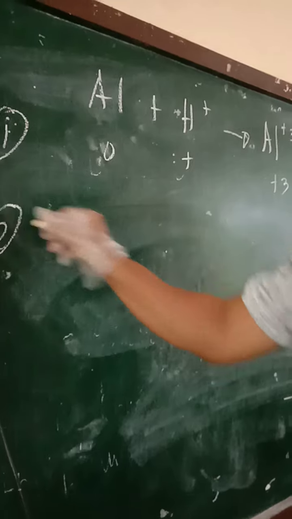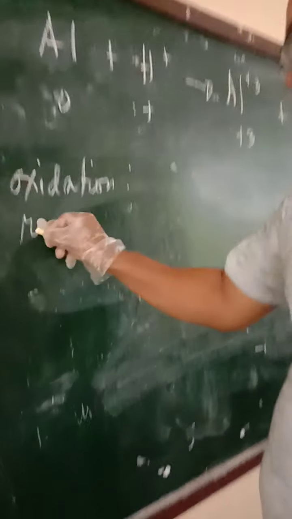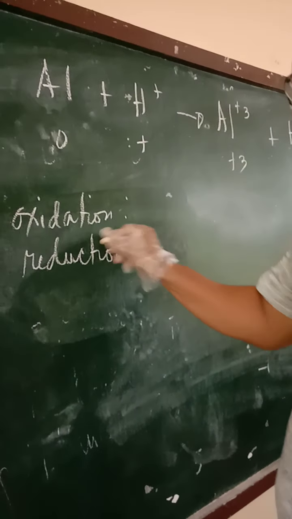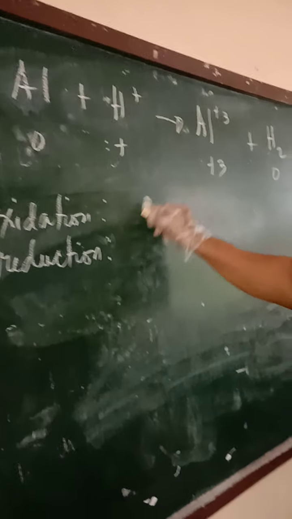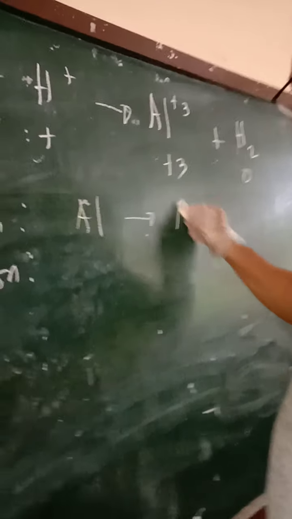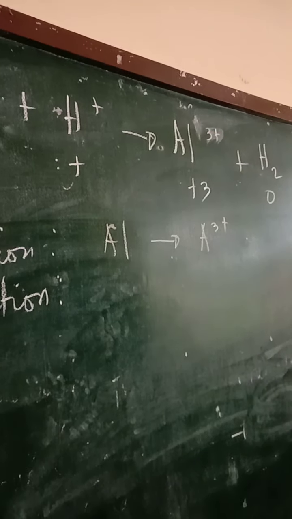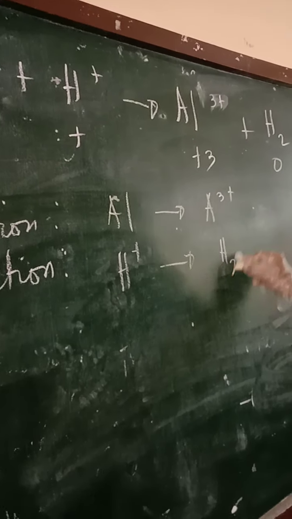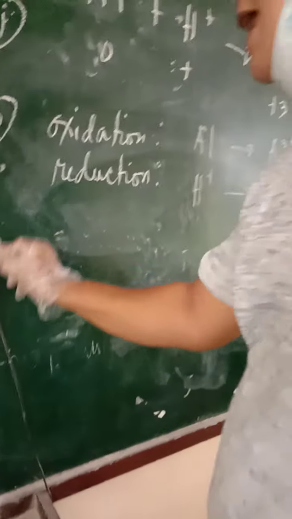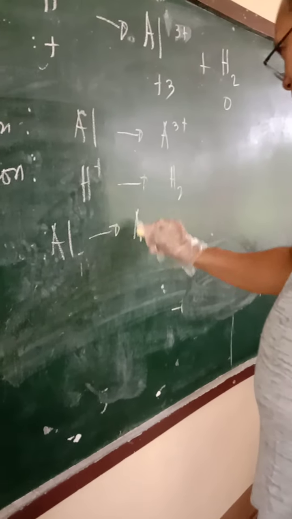Second, determine the oxidation and the reduction. For oxidation, aluminum becomes aluminum 3+, or plus 3. For reduction, hydrogen plus becomes 0. Third step, balancing. For aluminum, there is no problem because they are the same.